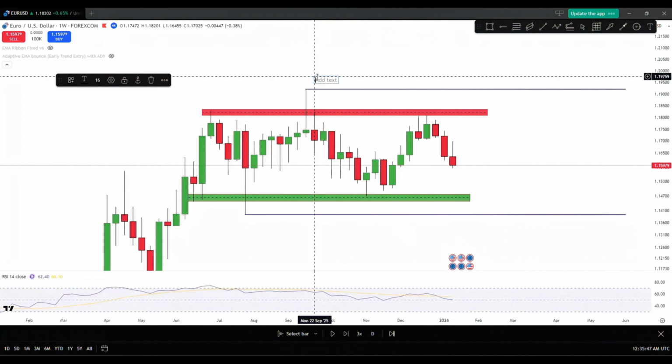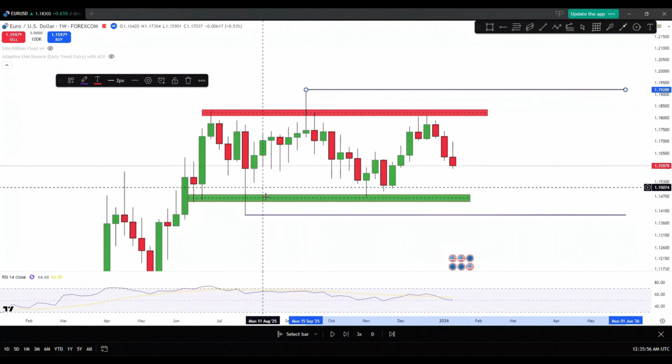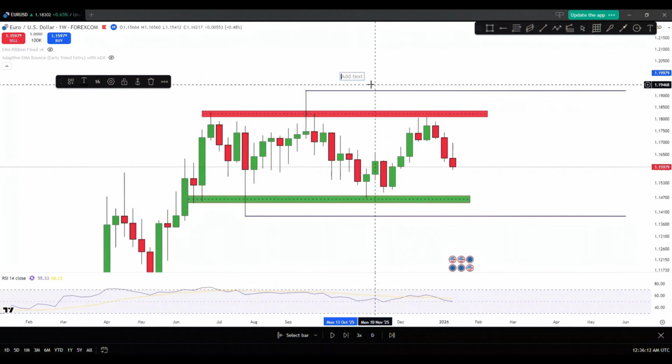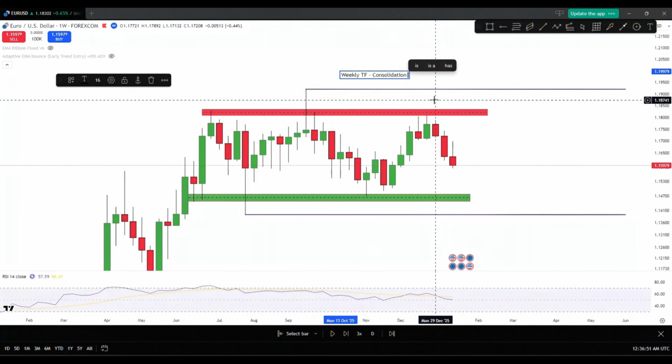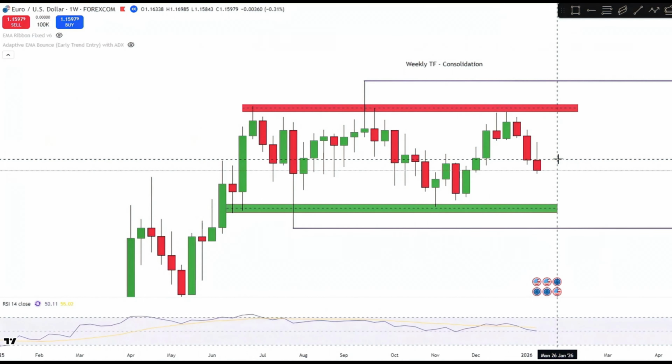So there is not much price action to analyze, because at the moment we have our swing high, we have our swing low, and price is trading in between that. So what I would advise you to do is make a note of what each time frame is doing, just so that you stay up to date with the current situation of the market. We can say that the weekly time frame is in a zone of consolidation.